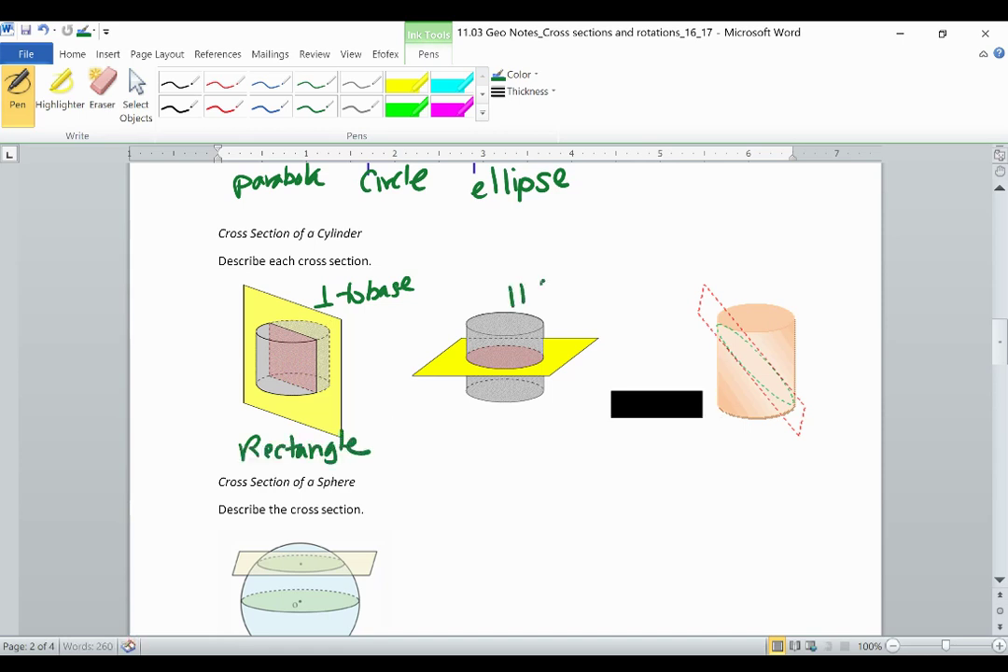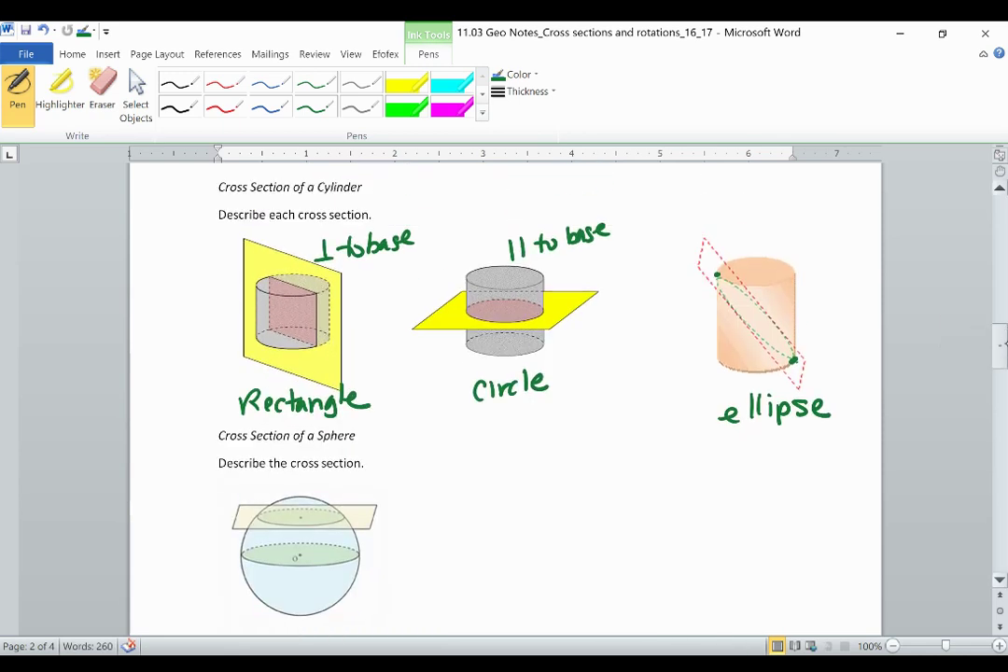Here we're going parallel to the base. So anytime you go parallel to the base of a cylinder, you'll end up with a circle. And this one, we're going diagonal from this corner to this corner. So you're actually going to create an ellipse. So it'll be rounded on both sides.